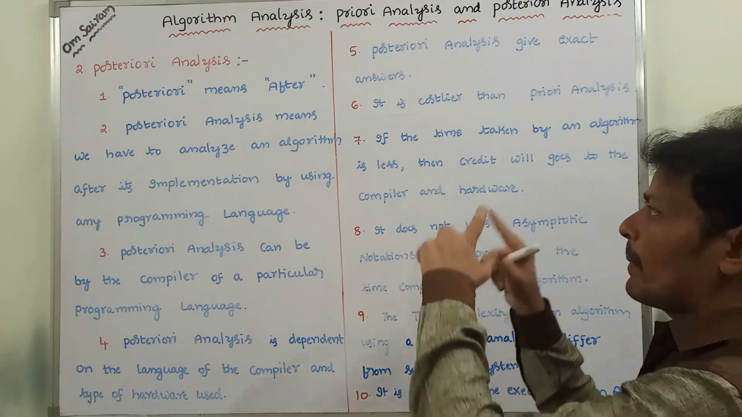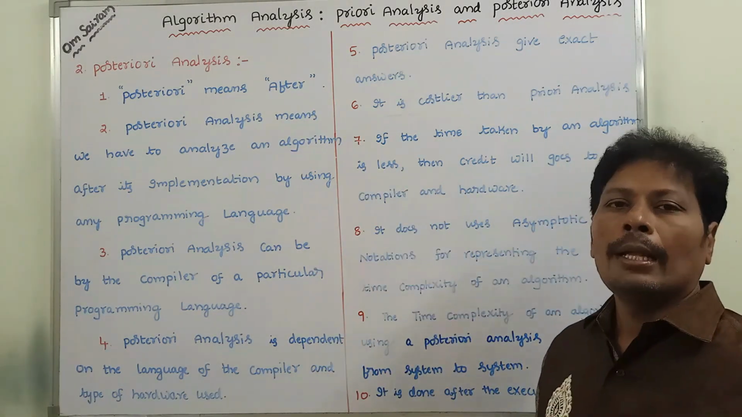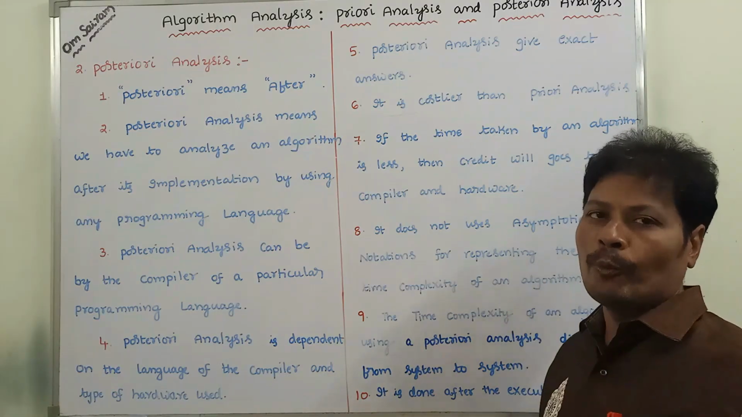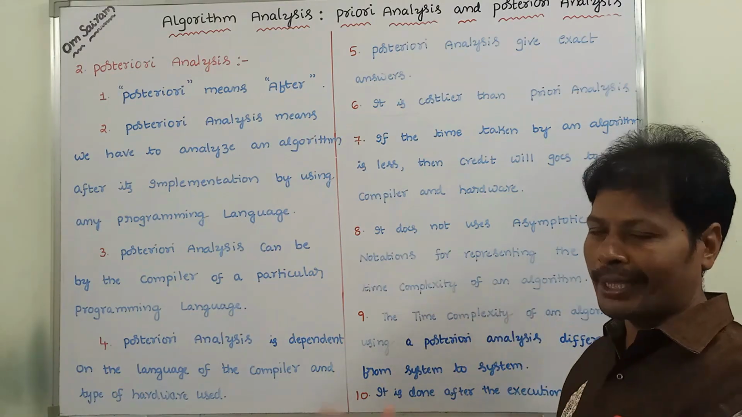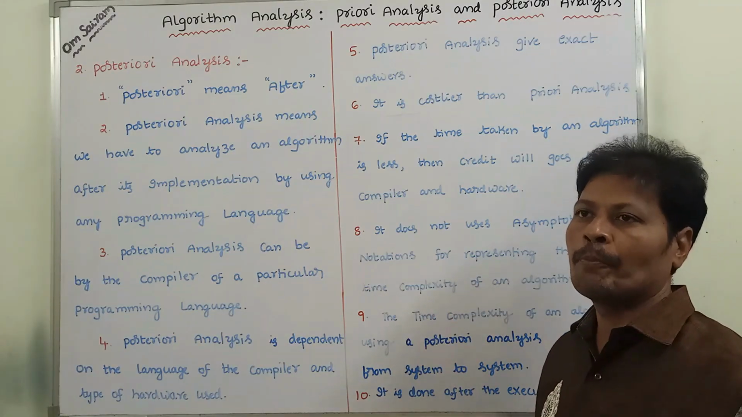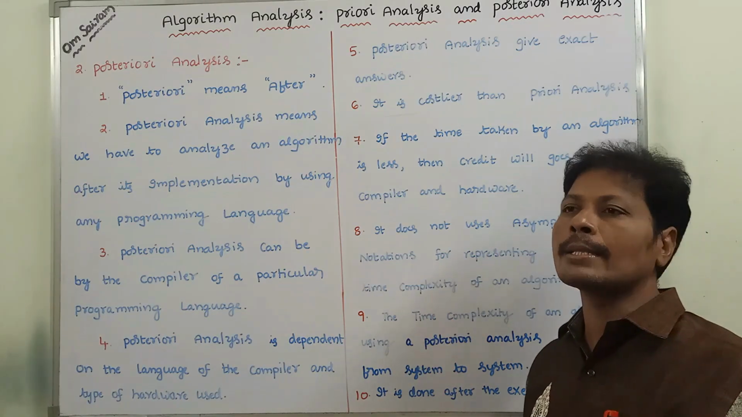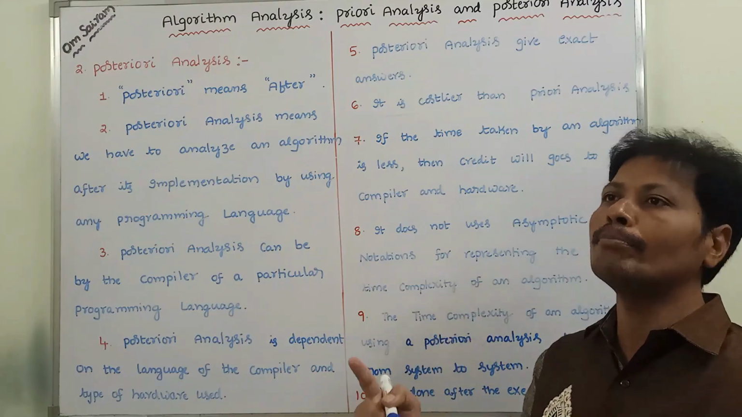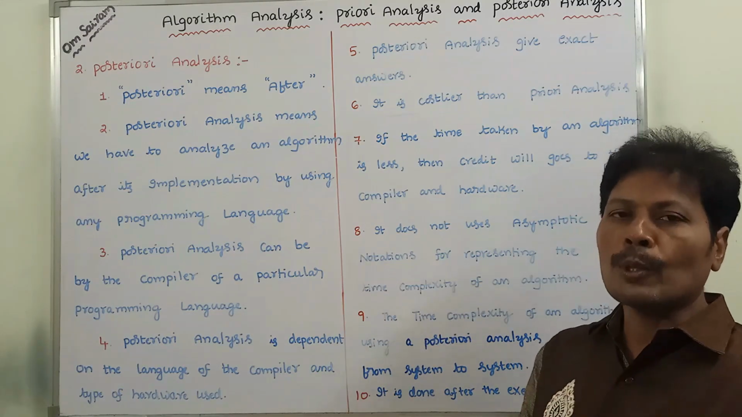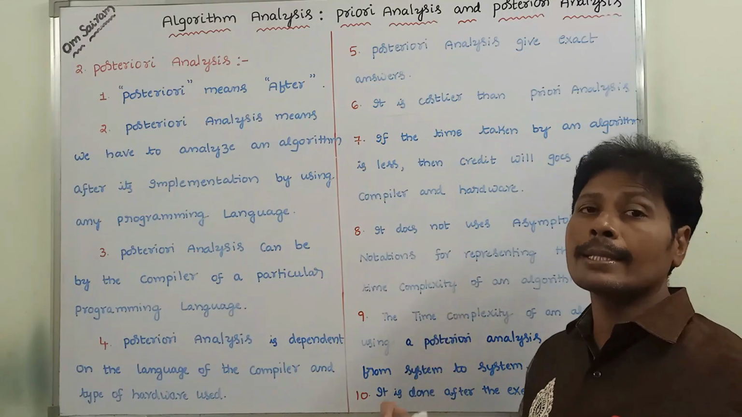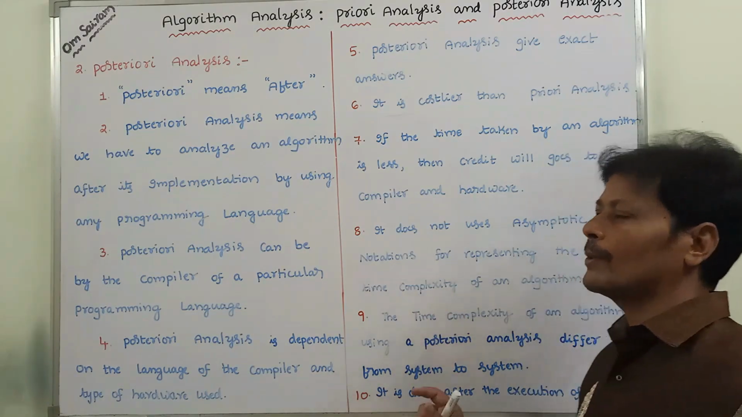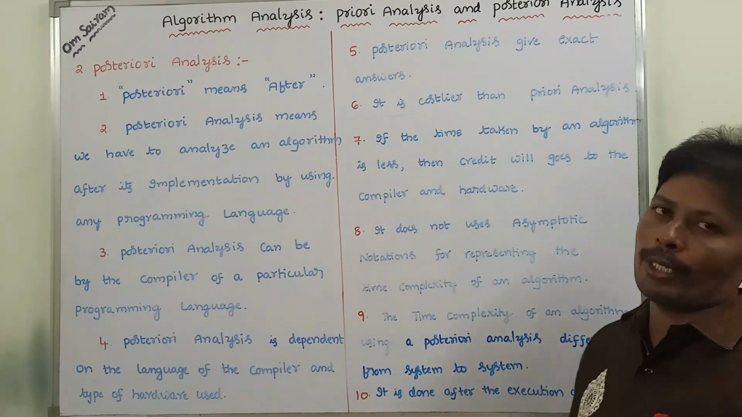The summary point is that the analysis of an algorithm can be done in two ways. The first one is priori analysis, the second one is posteriori analysis. In priori analysis, analysis is done before its implementation. In posteriori analysis, analysis is done after its implementation. So this is the main summary point.